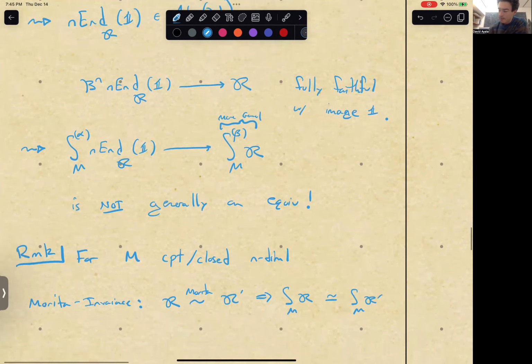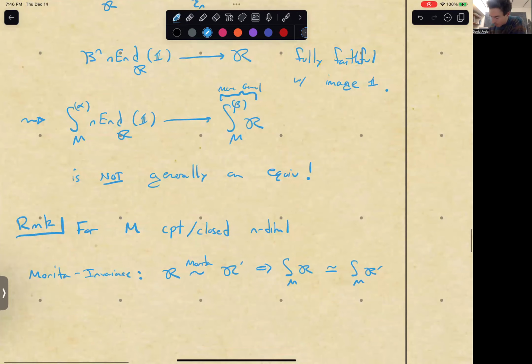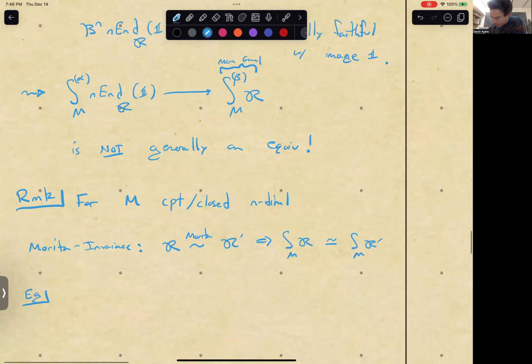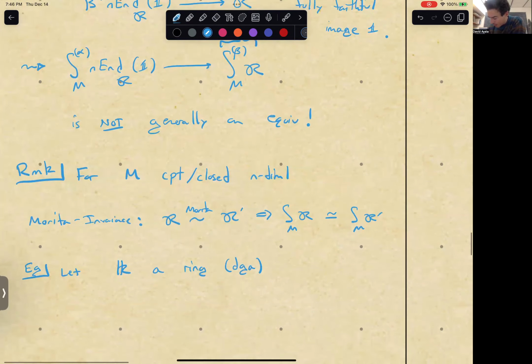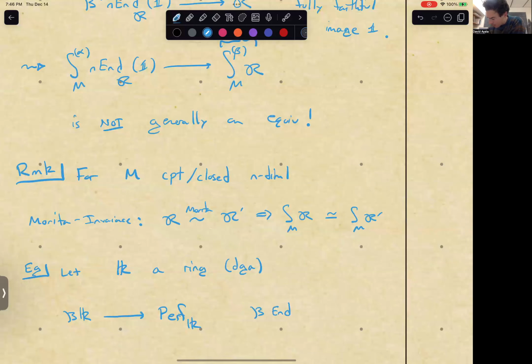Now I bring this up because as an example, if you fix, let's say, an associative algebra, a ring, or DGA, then you can look at BNK, and that maps to perfect modules for K, as does endomorphisms of any perfect module.